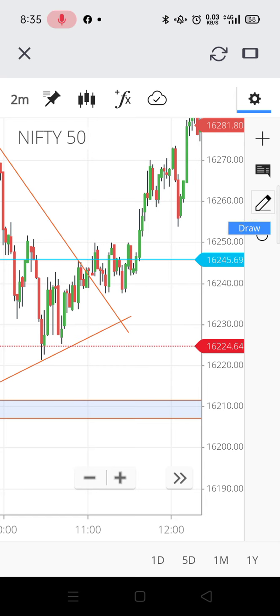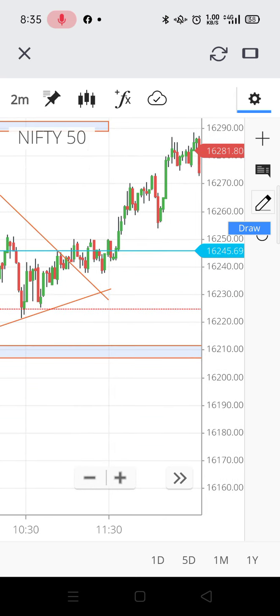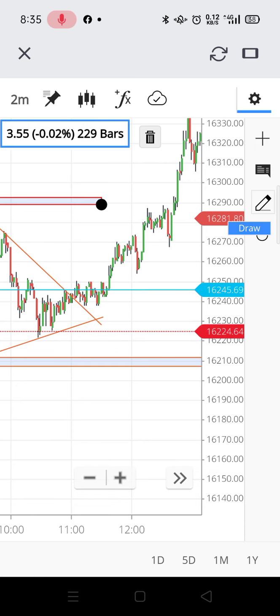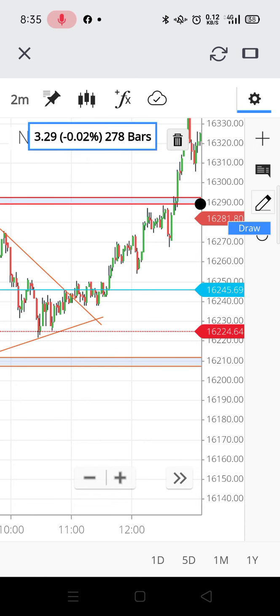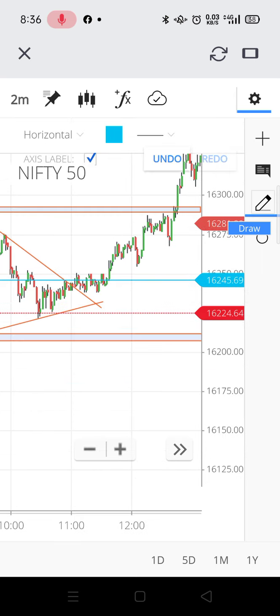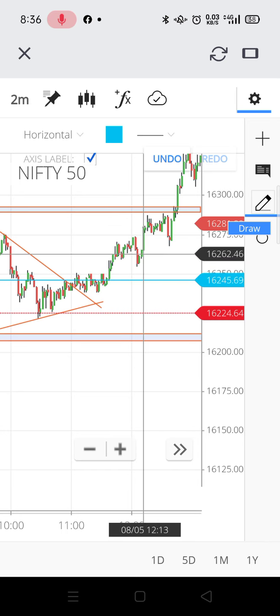So the blue line marked here represents my entry point, and the red dotted line marks my stop loss. What I tell you is to always focus on the risk reward ratio. So what would be my ideal risk reward? It would be 1:2. If I calculate my stop loss points, it is somewhere close to 20 points. So my ideal target should be 40 points.